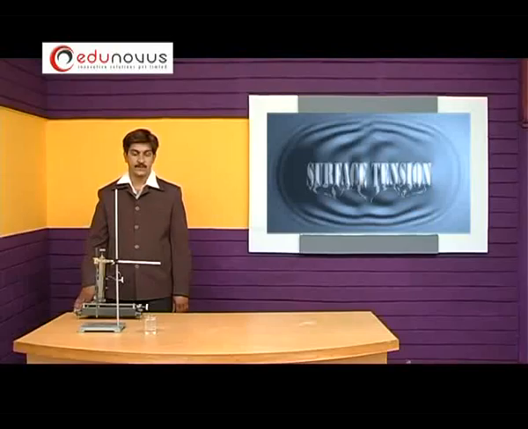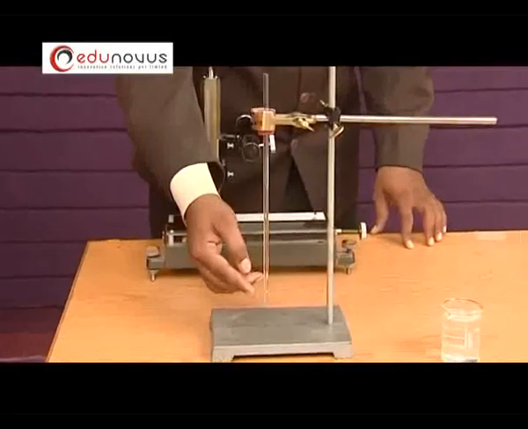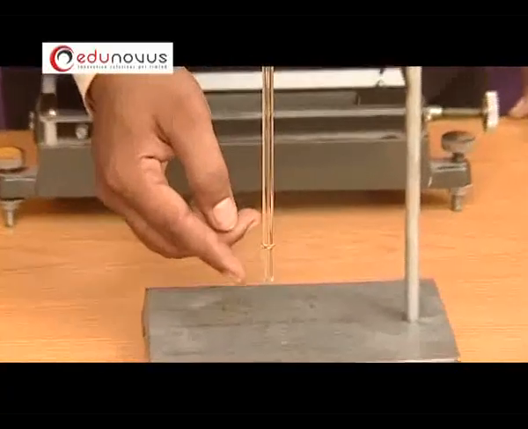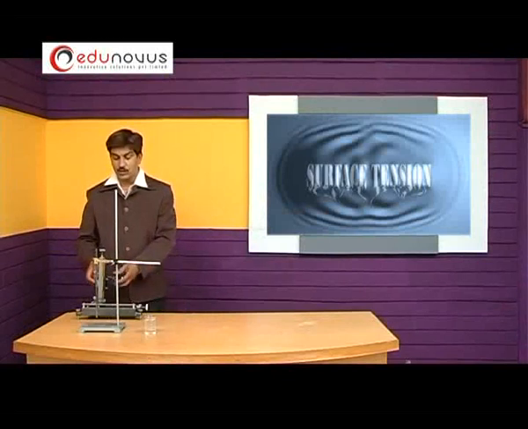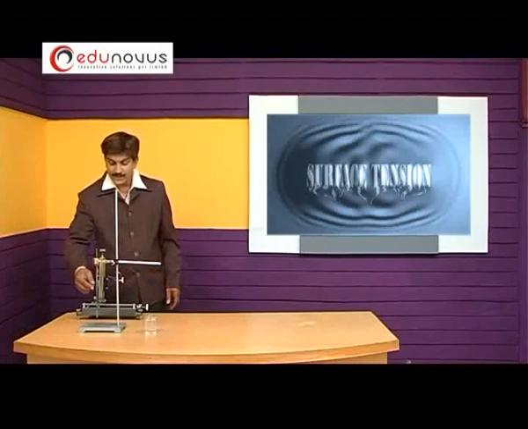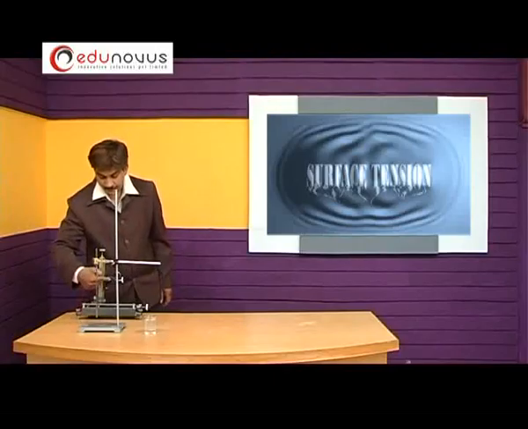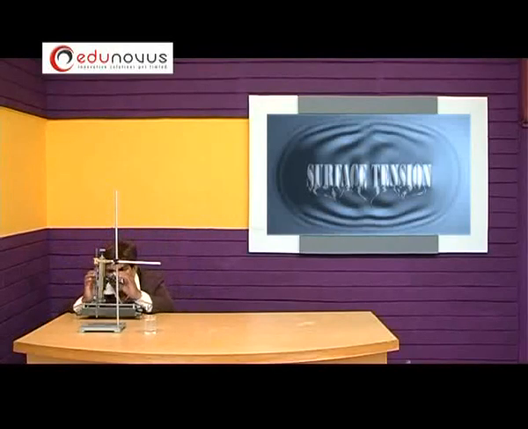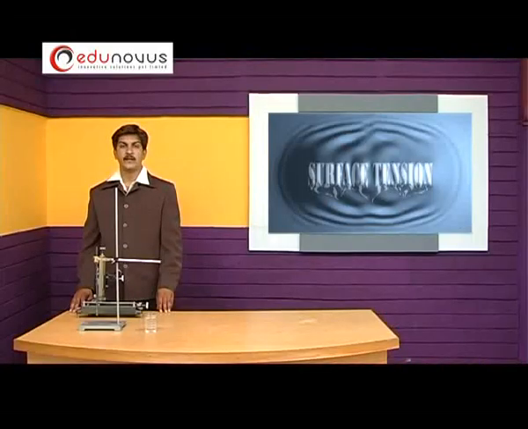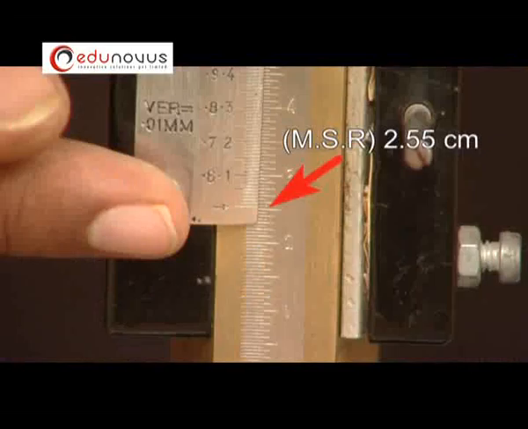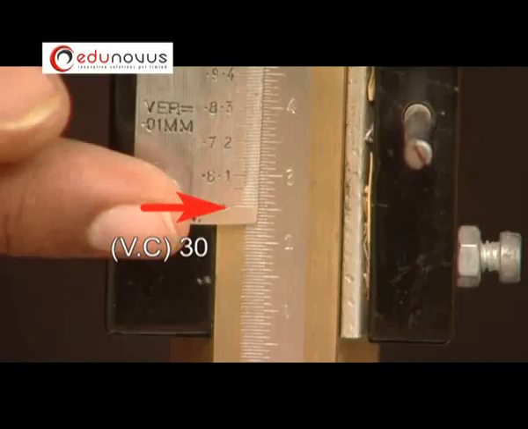After taking the reading S1 corresponding to the meniscus of the water column in the capillary tube, we have to remove the beaker with water and focus the double bent wire through this travelling microscope. When you move this travelling microscope downwards and focus this double bent wire with the help of the crosswires provided, the reading corresponding to the double bent wire is, main scale reading 2.55 centimeters and vernier coincidence 30.